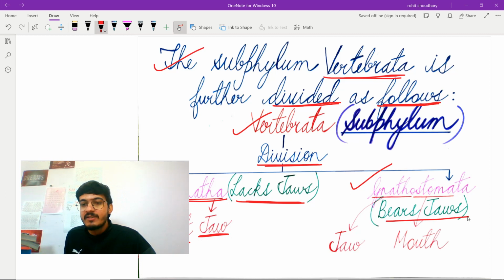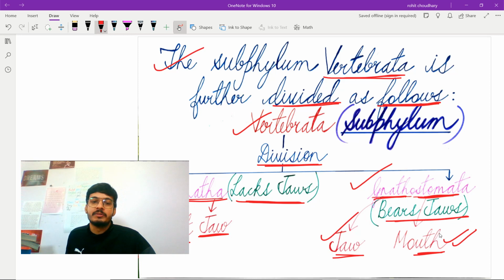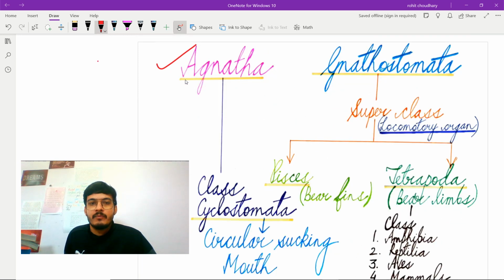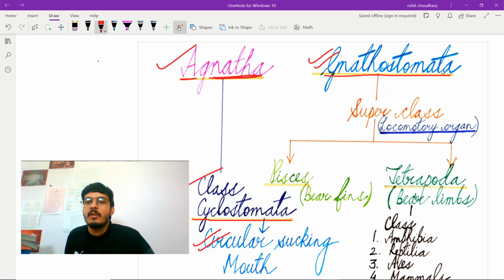Gnathostomata bear jaws. Gnatho means jaw and stoma means mouth. Agnatha, A means absent and natha means jaws. Jaws are absent, and agnatha consists of those members which belong to the class Cyclostomata. The characteristic feature of the members belonging to class Cyclostomata is a circular sucking mouth. Gnathostomata consists of the members which bear jaws.